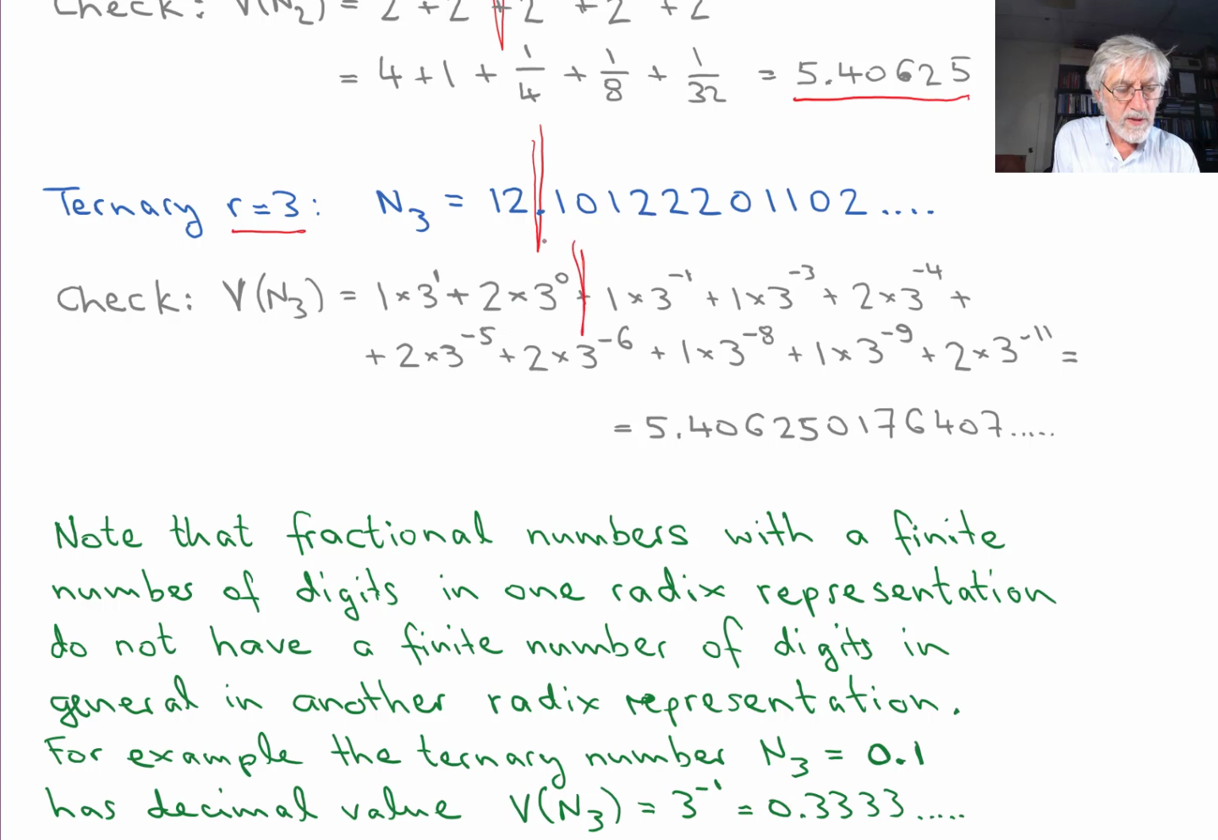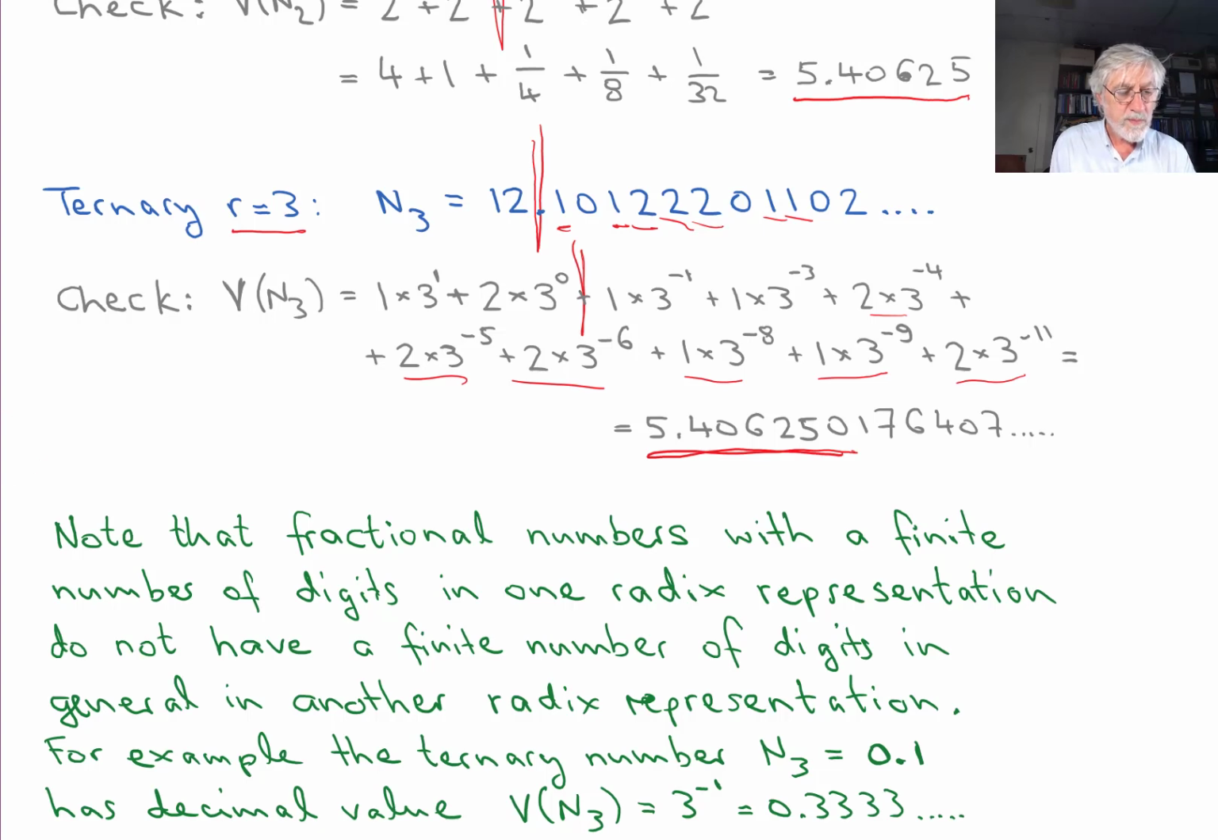Then comes the dividing line from the radix point. Then from this one, 1 times 3 to the minus 1, 1 times 3 to the minus 3, 2 times 3 to the minus 4, 2 times 3 to the minus 5, 2 times 3 to the minus 6, 1 times 3 to the minus 8, plus 1 times 3 to the minus 9, plus 2 times 3 to the minus 11. And if you compute the value of that, it turns out to be 5.406250176407. So it is very close to that 5.40625 that we wanted to have.